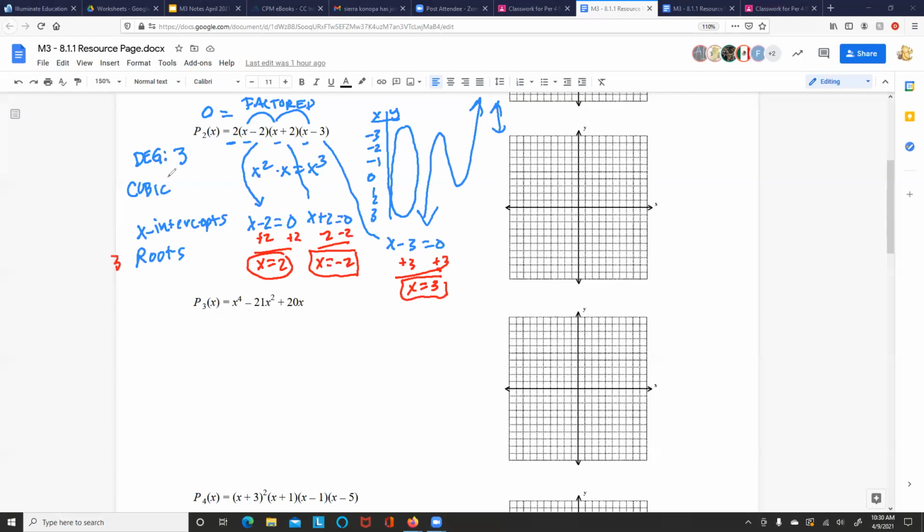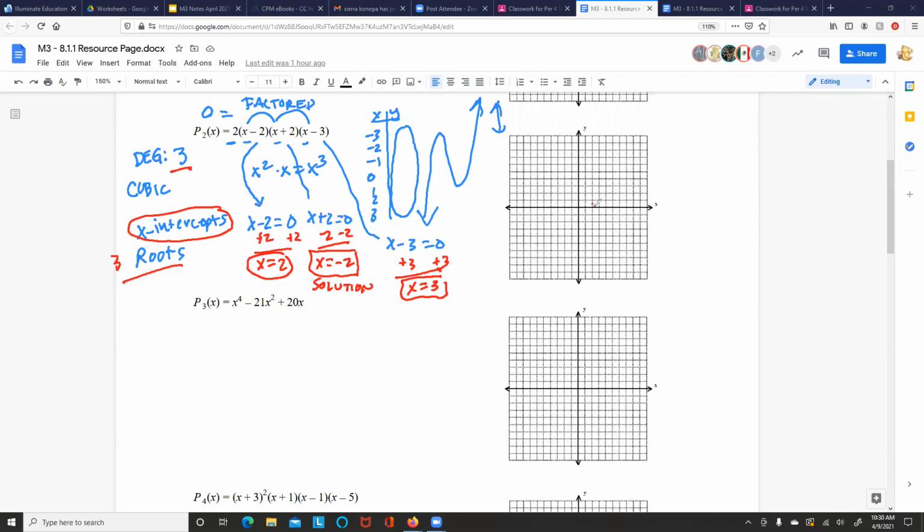And here's another thing. Whatever the degree is, that's how many roots you're going to have. That's important. If it's degree 3, you should have 3 roots. We got 1, 2, 3 solutions, right? Our solutions are our x-intercepts. So this is where the graph is going to cross the x-axis. So it's going to cross at 2.